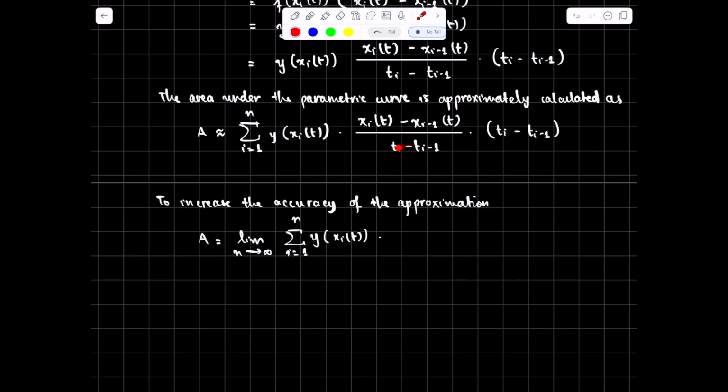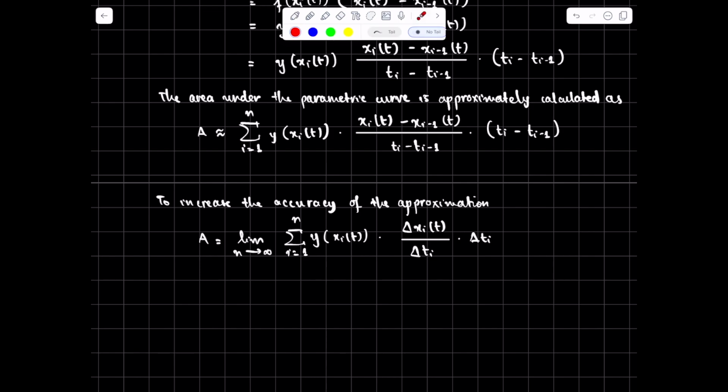Now instead of keep writing t sub i minus t sub i minus 1 or x sub i of t minus x sub i minus 1 of t, what we do is we rewrite the numerator as delta x sub i and the denominator as delta t sub i. Multiply with delta t sub i.